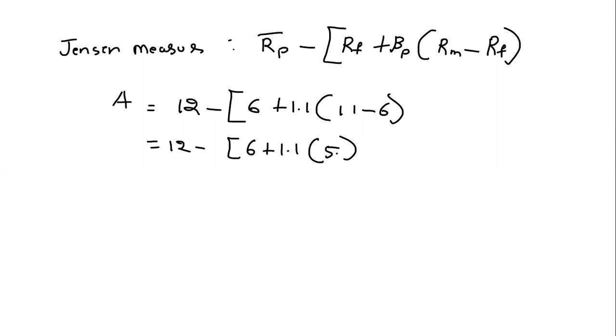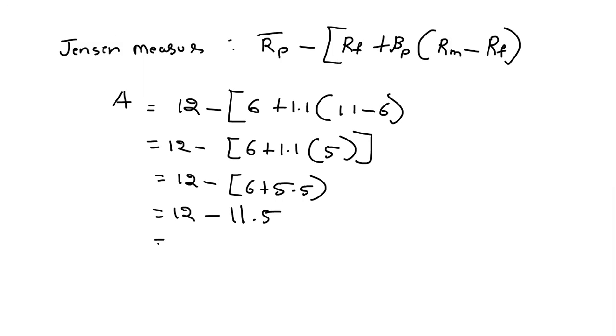So after calculating, we get the value, that is 12 minus, so 1.1 into 5 is 5.5, plus 6. Wait, 12 minus 11.5. So the answer is 0.5.